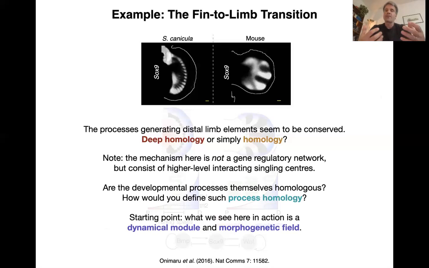And a starting point for such an account of process homology would be the realization that what we see here in action is a dynamical module and at the same time a morphogenetic field. Okay, so this Turing patterning system is a dynamical module that's used in different contexts. And I didn't tell you that bit in the last lecture, but in the context of developmental biology, dynamical modules, of course, are equivalent to morphogenetic fields. There can be dynamical modules that are not morphogenetic fields, like cell cycle modules, but in this case, it is a morphogenetic field. So basically, we want to establish the homology or not of morphogenetic fields.